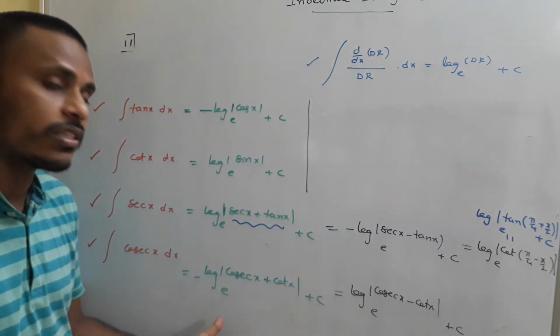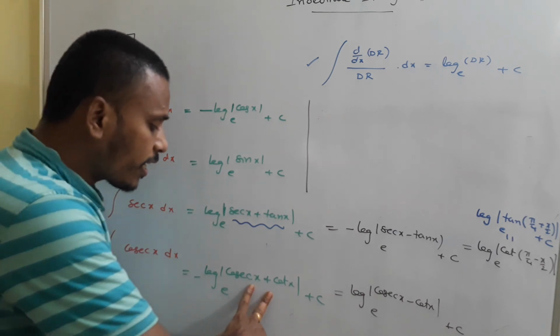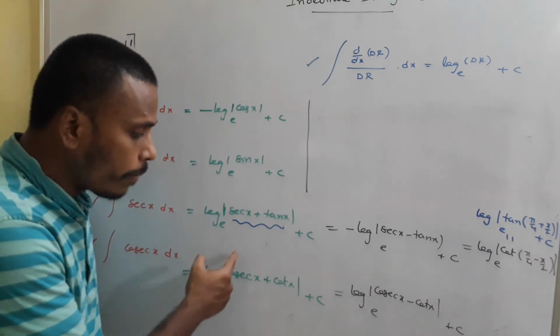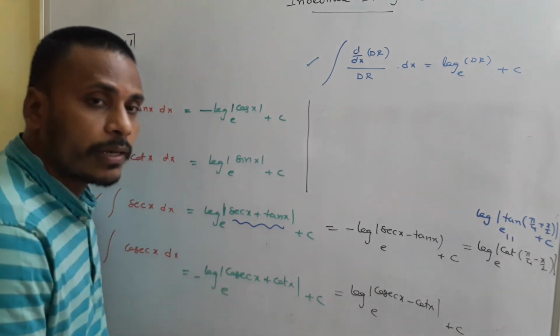What is it? Integral of cosecant x dx. See, cosecant x plus cot x. Cosecant x plus cot x means what? 1 by sine, and this is cos by sine.